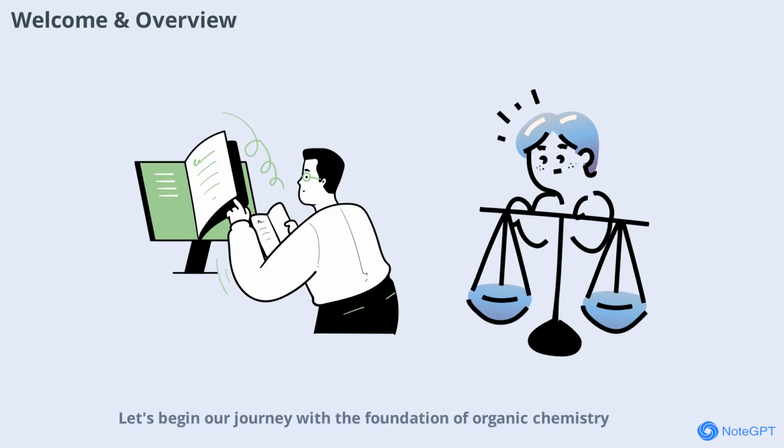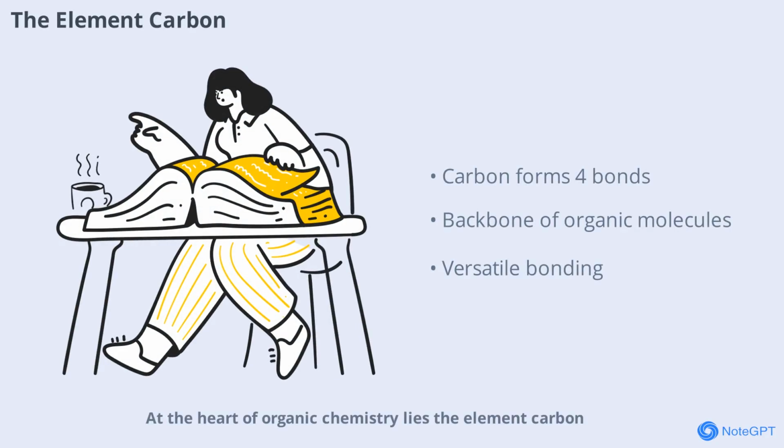Ready? Let's begin our journey with the foundation of organic chemistry, the element carbon. At the heart of organic chemistry lies the element carbon. Carbon is unique because of its ability to form 4 covalent bonds, allowing it to create a vast array of compounds. Its small size and high electronegativity make it incredibly versatile. This property is the reason why organic chemistry is so rich and diverse.